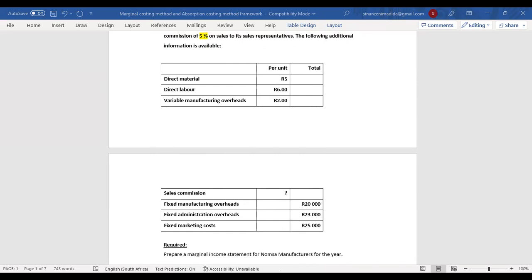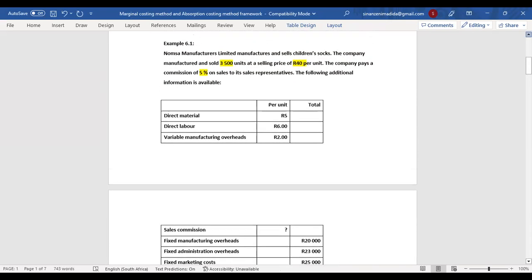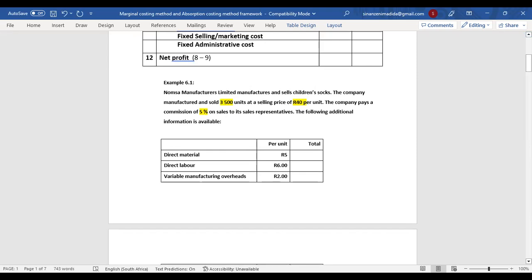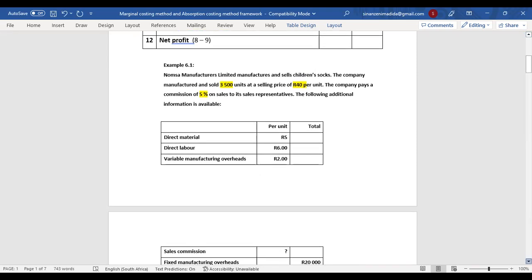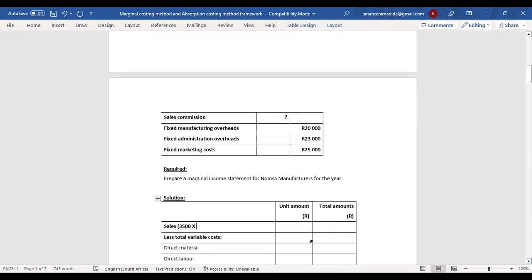It's 40 Rand. Please, if you can see where we are getting the 40 Rand, let us know. After getting the 40 Rand, we multiply it to get our total amount. The unit price is 40 Rand. If we say 3,500 times 40 Rand, let's confirm our answer.